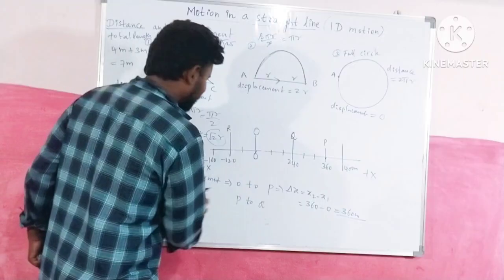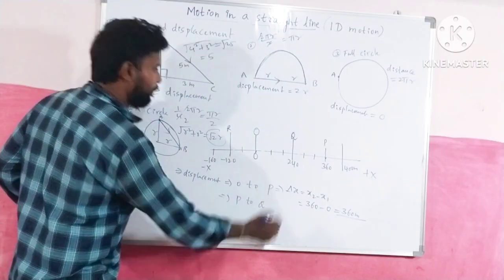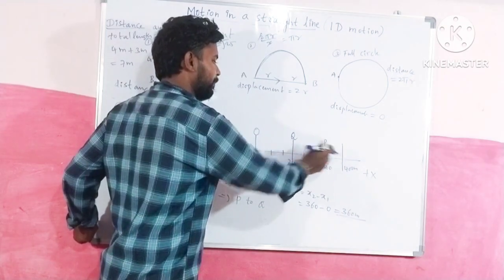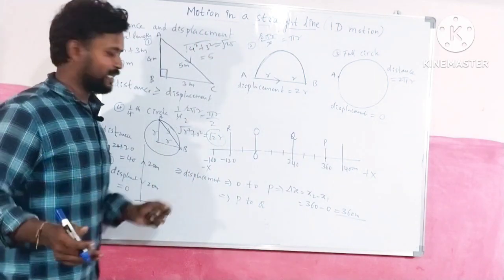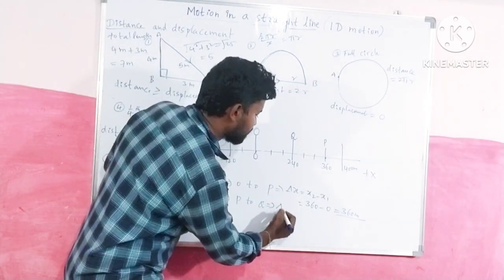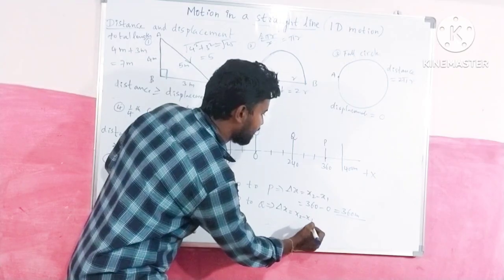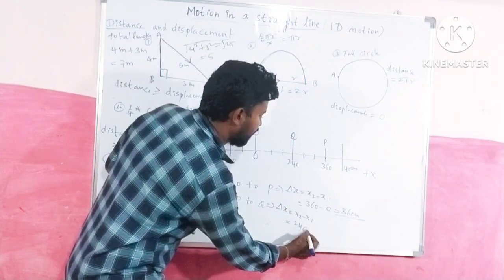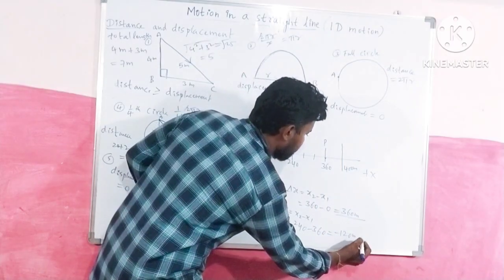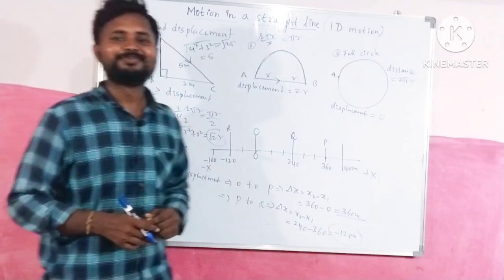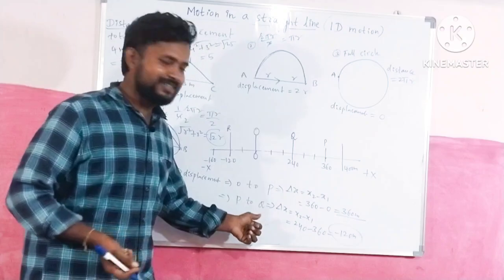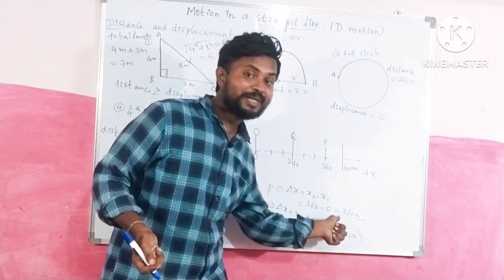Next, find the displacement of the body from P to Q. If a body moves from O to P and then returns from P to Q, what is the displacement when the body moves from P to Q? Here also the same formula, displacement delta x equals x2 minus x1. The final position is 240 minus the starting position 360, so minus 120 meters is the displacement of the body. In this case, displacement is negative, minus 120.